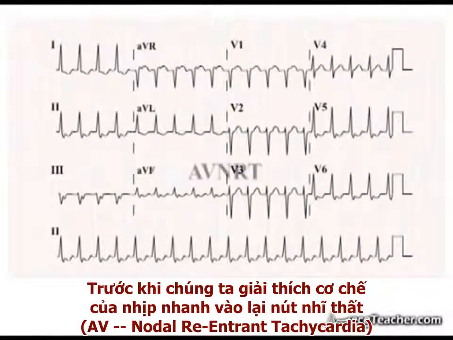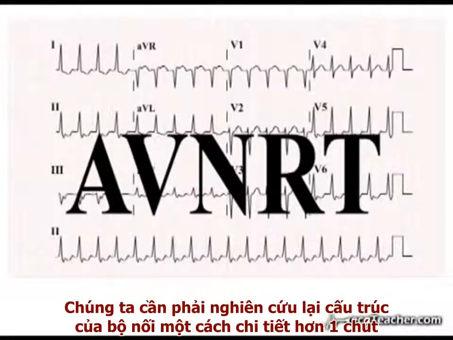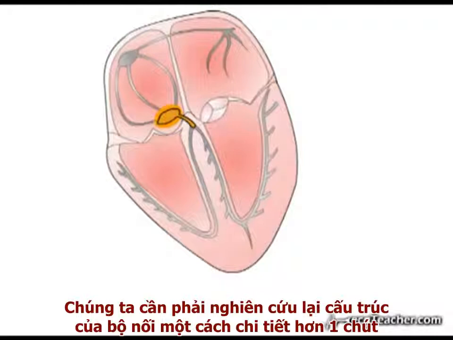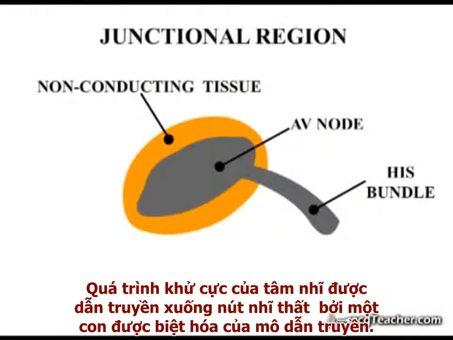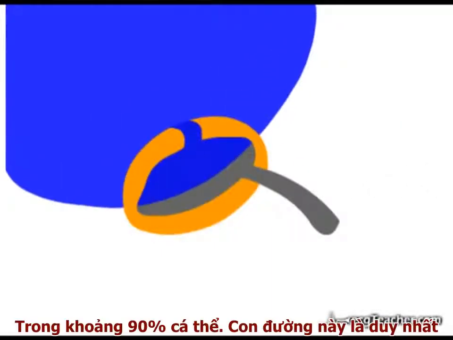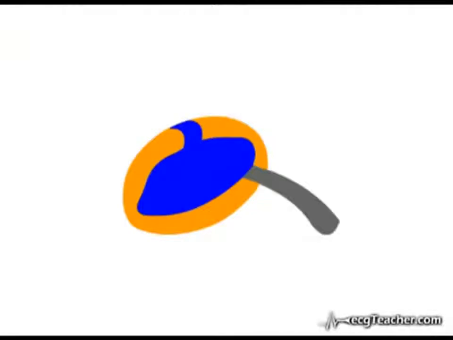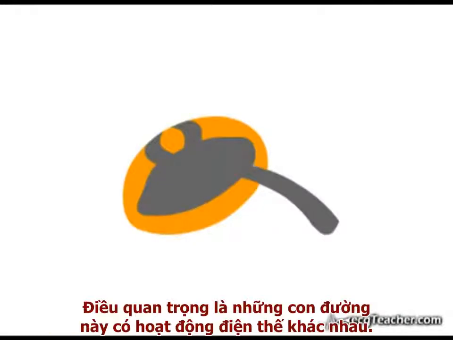To explain the mechanism of AV nodal reentrant tachycardia, we need to look at the structure of the junctional region in a little more detail. Atrial depolarization is conducted into the AV node by a specialized tract of conducting tissue. In 90% of individuals, this tract is singular. 10% of subjects, however, are born with two tracts leading into the node, and crucially, these tracts have differing electrical properties.